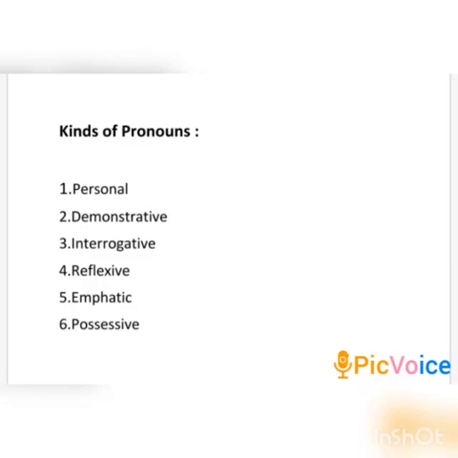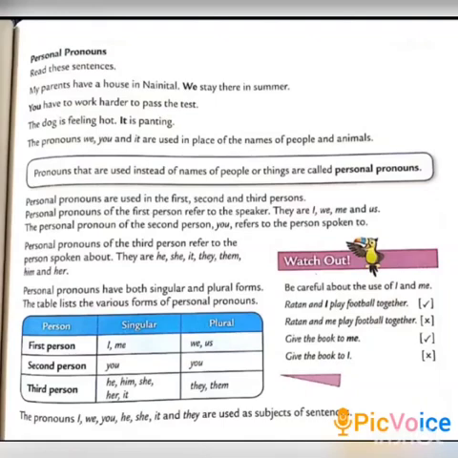Now we will read different kinds of pronouns. Some commonly used types of pronouns are number 1 personal, number 2 demonstrative, number 3 interrogative, number 4 reflexive, number 5 emphatic, and number 6 possessive pronouns. So these are different kinds of pronouns. In this chapter we will learn all the different kinds of pronouns one by one. Now first is personal pronouns.